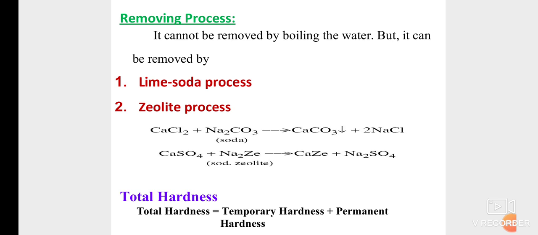Suppose the water contains total hardness and permanent hardness. How can we detect the temporary hardness? Temporary hardness equals total minus permanent. Okay. How can you detect the permanent hardness? Permanent hardness equals total hardness minus temporary hardness. So by simplifying the formula, we can find any one of the hardnesses.